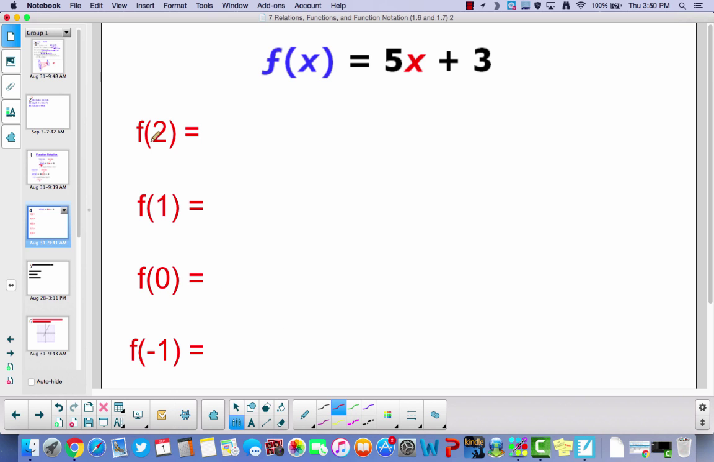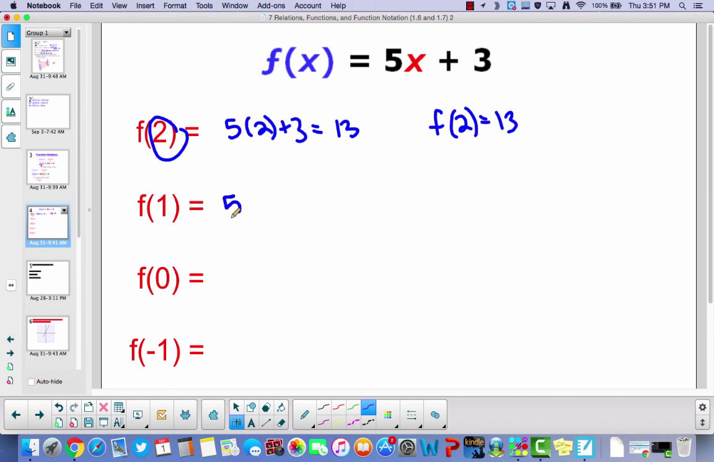All right, so now if I have f of 2, that says do what with that 2? It says to put it in place of the x. So 5 times 2 plus 3. 5 times 2 is 10. 10 plus 3 is 13. So f of 2 is 13. We simply replace the x value with the number that we're given. You try these 3, please. Pause it and try these.